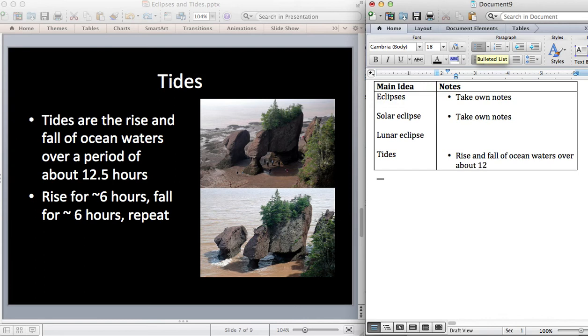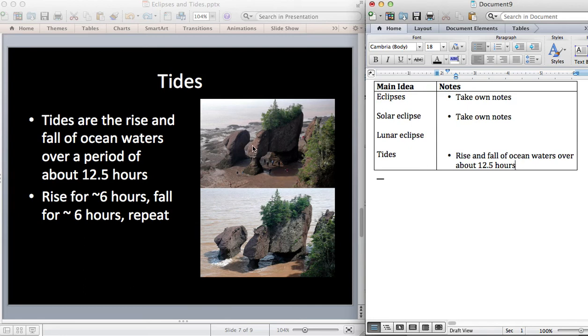All right, so the tide will rise for about 6 hours, a little over, fall for about 6 hours, and then repeat. This shows the same area at high tide, down at the bottom, and low tide up at the top. Different areas will have different amounts of what we call tidal difference, and that is mostly determined by what the seafloor looks like. Some seafloors funnel tides, so it gets a really big difference. Some don't. What we're going to focus on here is why this happens.